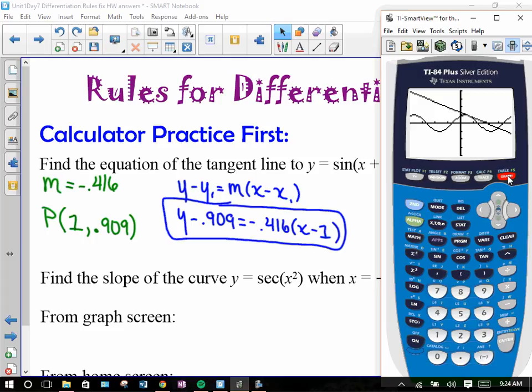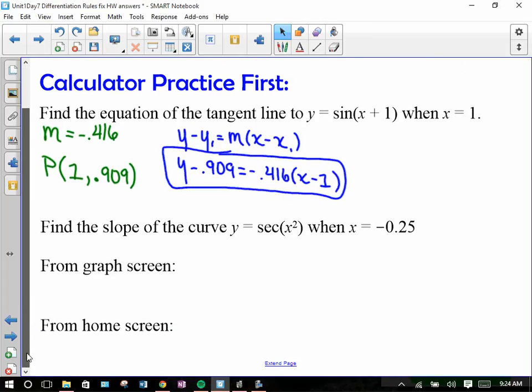Looking at one other problem, it says find the slope of the curve y equals secant x squared at x equal to negative 0.25. We're going to do this on the calculator again. One way is finding it on the graphing screen, the other is finding it on the home screen.